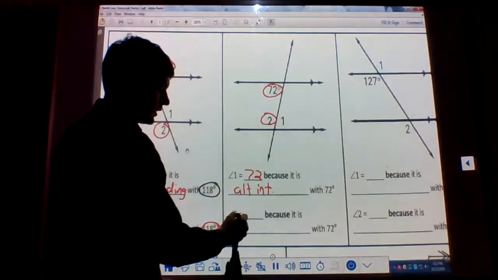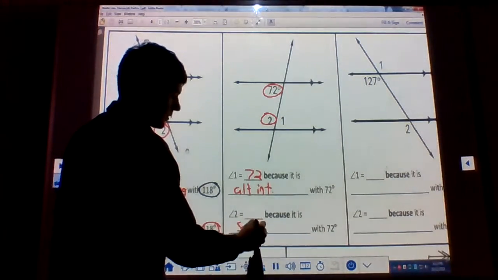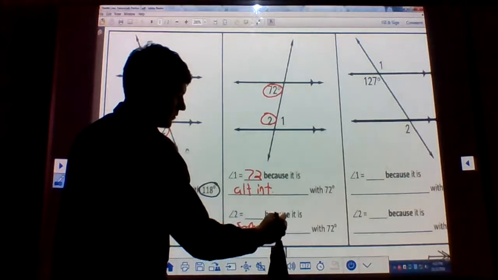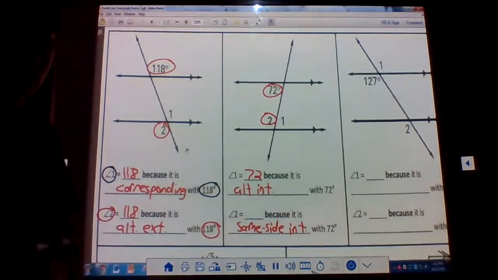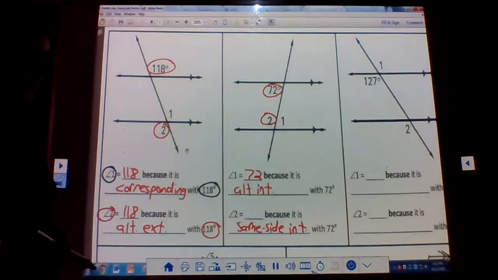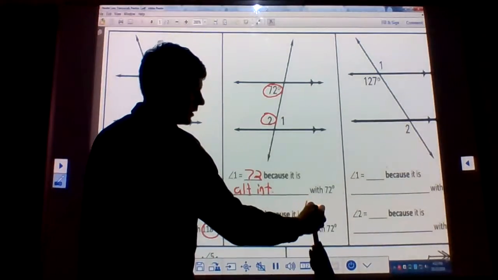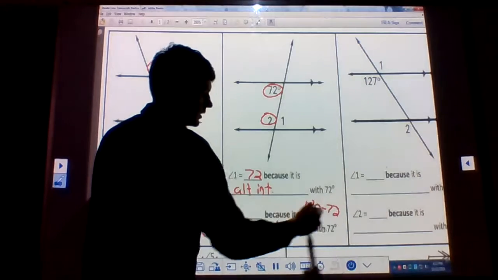Now 2 and 72. These are same side interior, also known as consecutive. And those are supplementary if the lines are parallel. So that means they're going to add up to 180. So we do 180 minus 72 and we get 108.